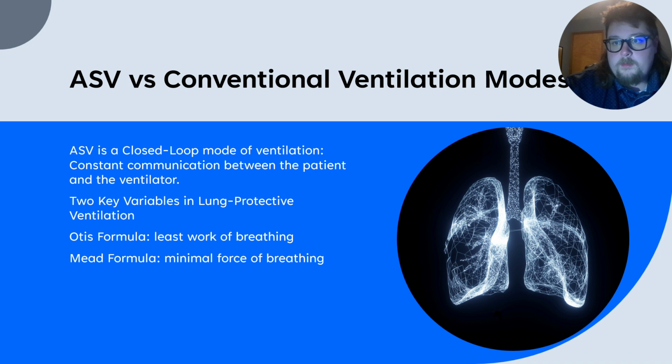The Mead formula is the minimal force. This is the mechanical power applied against the lungs. This is also to minimize ventilator-induced lung injuries. The ASV builds a box, so you would see on the y-axis the respiratory rates to prevent apnea and dynamic hyperinflation. The two x-axes represent tidal volumes to prevent barotrauma, volutrauma, and alveolar distension, as well as dead space ventilation. This all gives a minimal force of breathing, which lowers driving pressures.